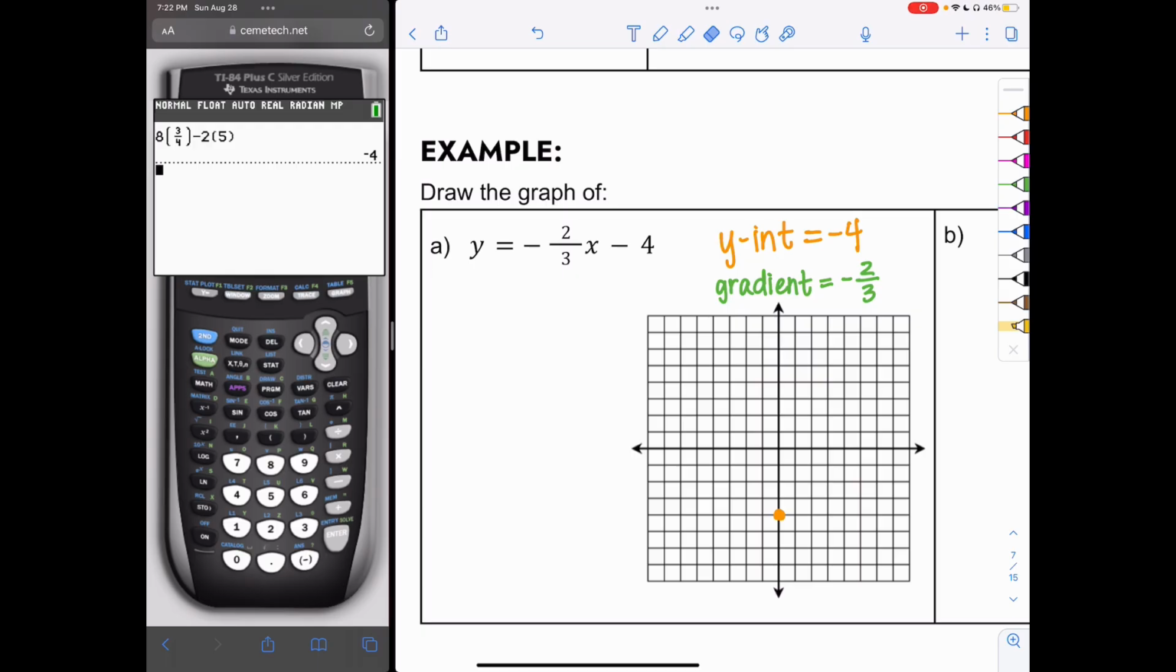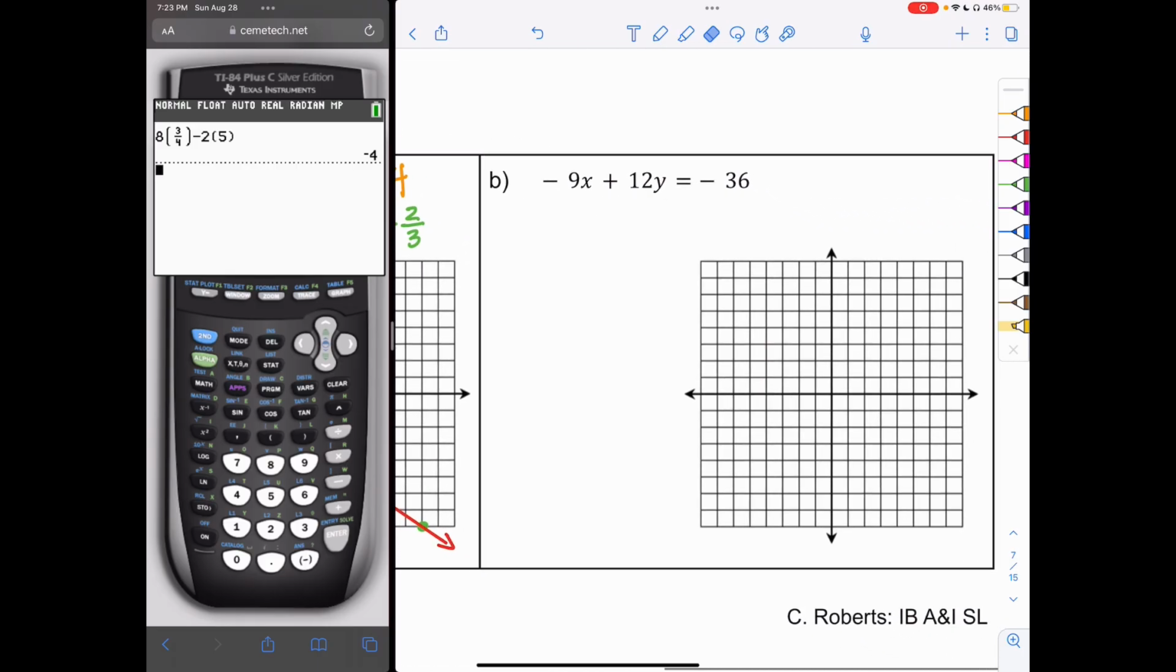So I'm going to go down 2 over 3, down 2 over 3, and then to get to the other side of the y-intercept, I'm going to go up 2 and left 3, and up 2 and left 3. And then I can connect those points with my line here. So that is how you graph in gradient intercept form.